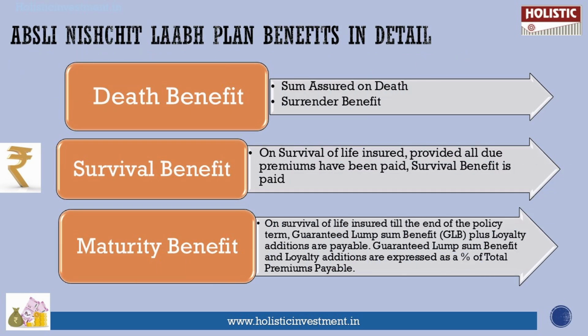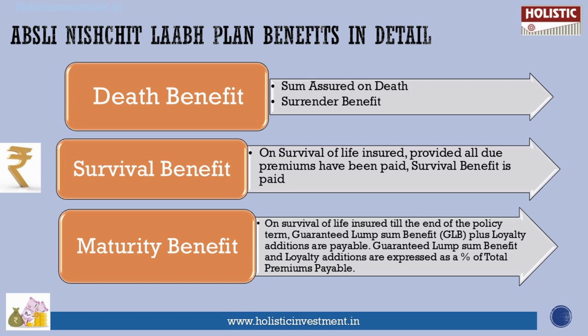There are 3 kinds of benefits. First of all, there is the death benefit, which is given to the nominee or the heir in the case of unfortunate death of the policyholder. As you can see, the death benefit has the 2 benefits mentioned on the screen: sum assured on death and surrender benefit. Out of these 2 options, whichever is highest at the date of death of the policyholder will be given as a death benefit to the nominee or the legal heir. So the sum assured on death is higher, or 105% of the total premium paid till the date of death of the policyholder. So this is the death benefit.